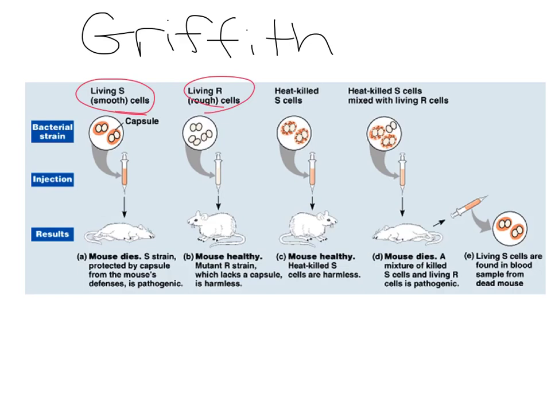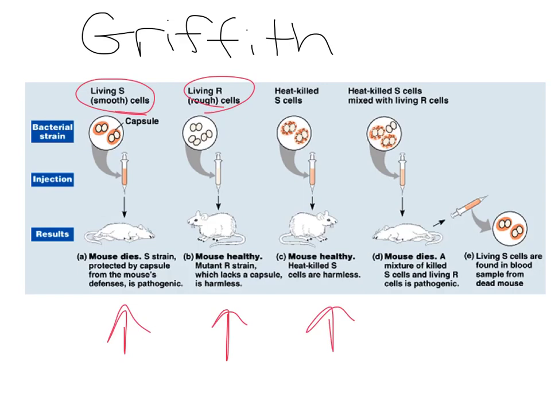The rough polysaccharide coat, the immune system would recognize that, and it would be rendered harmless. Okay, so when the living smooth cells were injected into the mice, the mouse would contract pneumonia and the mouse would die. And when the living R cells were injected, the mouse would survive and it would be fine and healthy. So Griffith then took S cells, so these are the pathogenic cells, that had been killed by heat. Okay, and these cells that had been killed by heat, they did not do anything to the mice. The mice did not get sick.